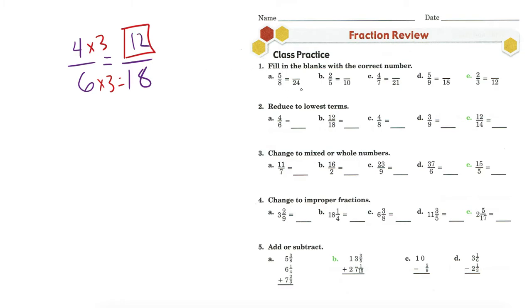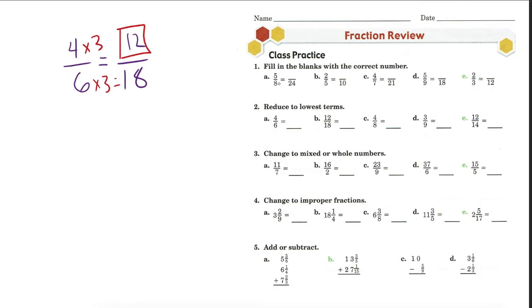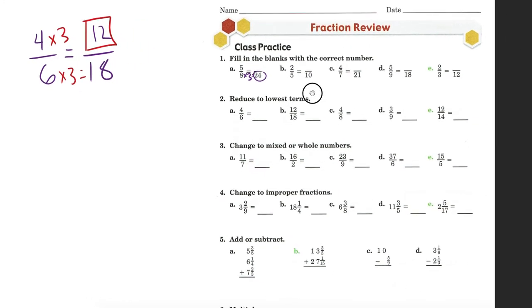So do the same thing here. All right, figure out what they multiply to get the denominator. So 8 times what equals 24? 8 times 3. Okay, so do the rest of the steps by yourself.